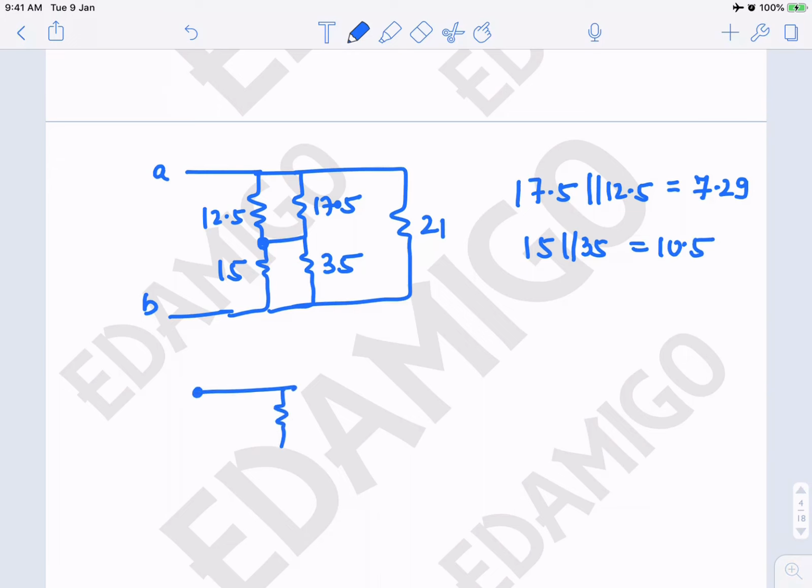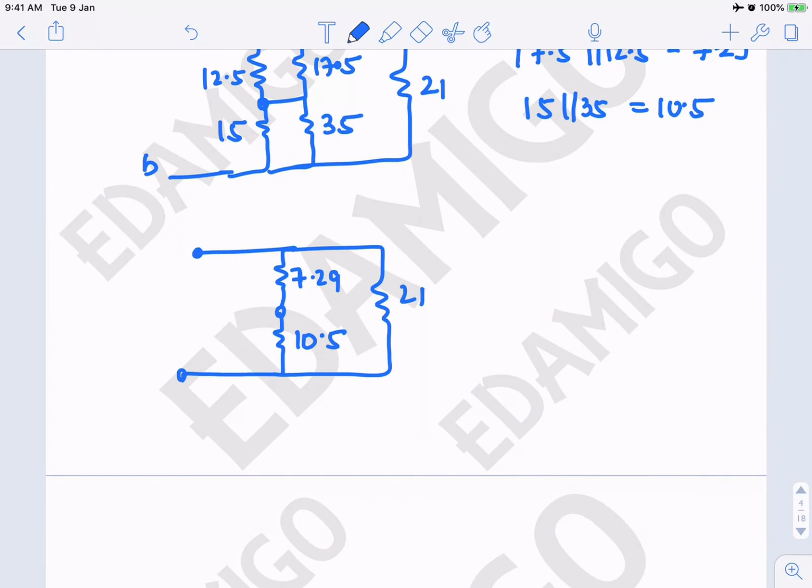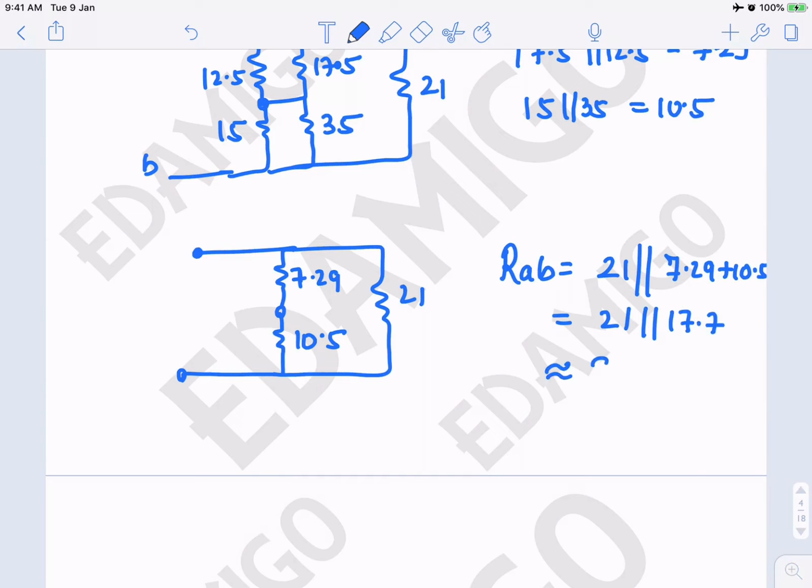So the resultant is 7.29, 10.5, 21. Okay, now it is easy that RAB is equal to 21 parallel 7.29 plus 10.5, that is 21 parallel 17.7 something, and it is approximately equal to 9.62 ohms.